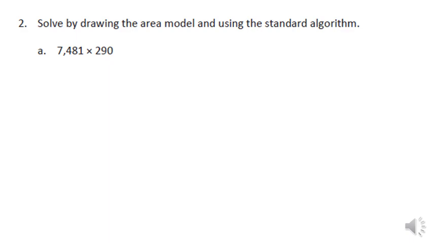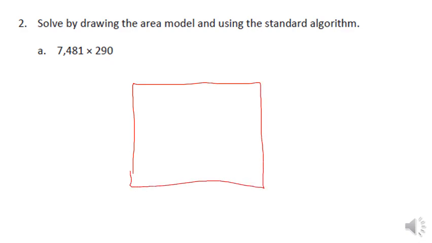Okay, in question 2, we're going to be doing a 4-digit by a 2-digit. Now the area model we're going to be drawing is one without renaming, which means our top factor, which is 7,481, we are not going to break up our place value. Now we are going to break up our second factor, which the first one is 200. Now we have 90 and 0. Area models don't show 0, so I'm going to put 90 in here.